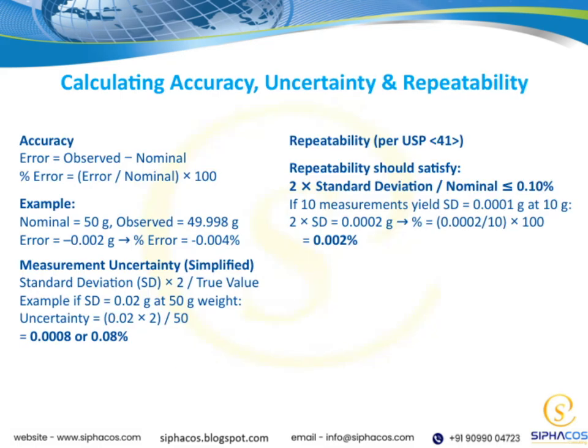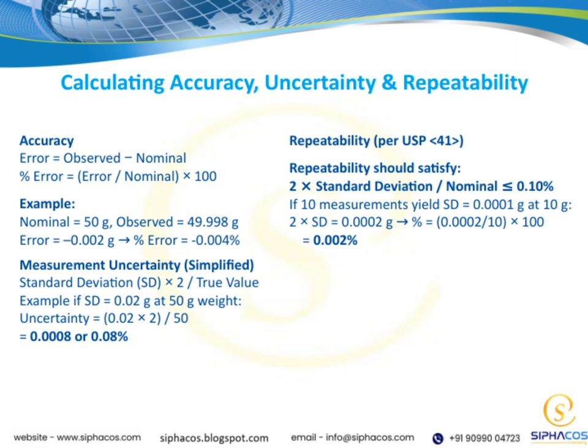Let's talk about repeatability, which is covered by USP 41. The key idea here is that the variability in your measurements should be very small. Specifically, the criterion is that 2 times the standard deviation divided by the nominal value should be less than or equal to 0.1%. For example, if you perform 10 measurements and your standard deviation is 0.0001 grams at a 10 gram weight, then doubling that SD gives you 0.0002 grams.